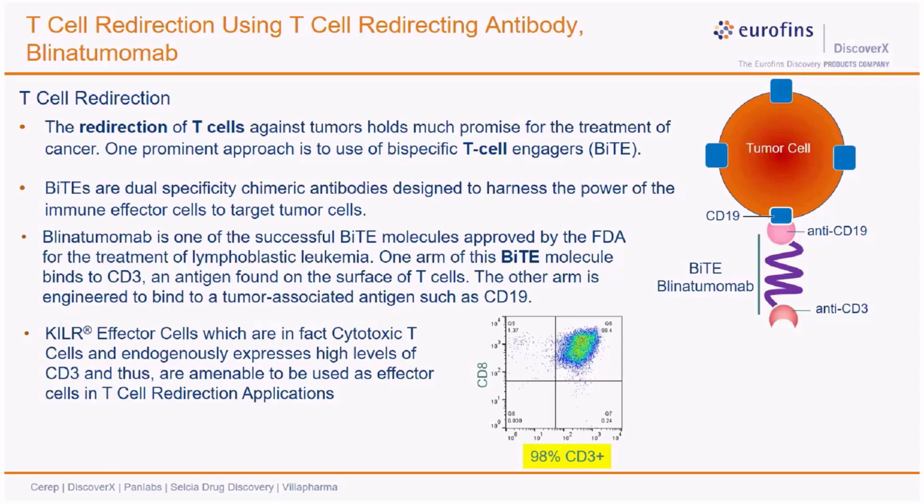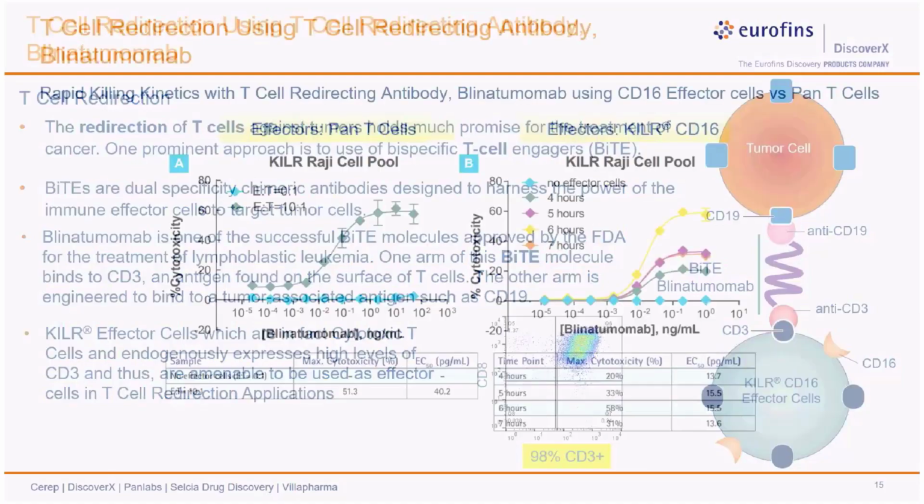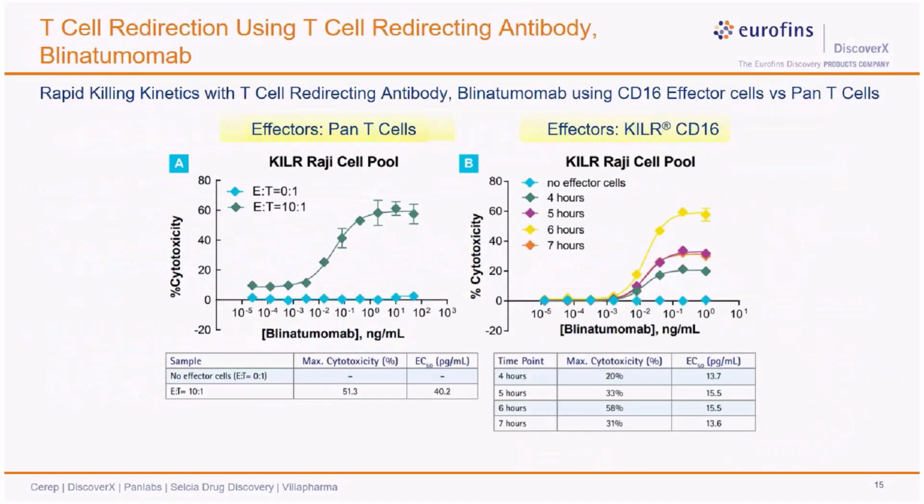Interestingly, the killer effector cells are in fact cytotoxic T cells and endogenously express high levels of CD3, and therefore they are amenable to be used for T-cell redirection applications. Here is the FACS data that I showed you earlier for CD3 positive staining, and as you can see, there are a very high percent of cells which are positive for CD3. Let's look at some of the data sets with T-cell redirection application.